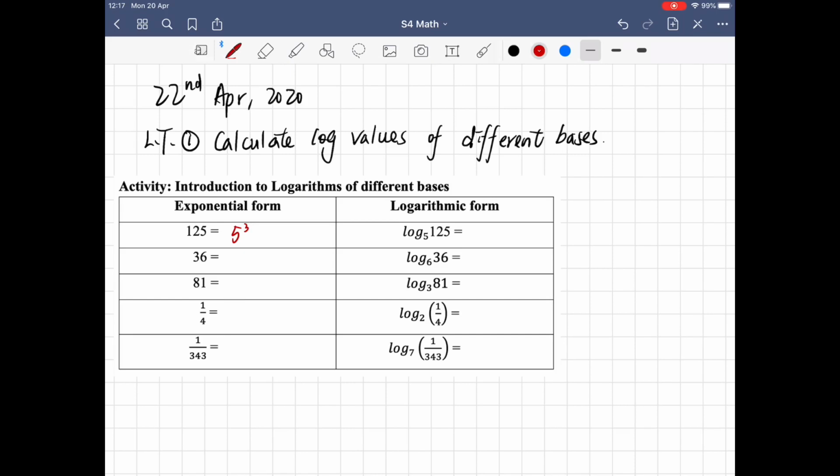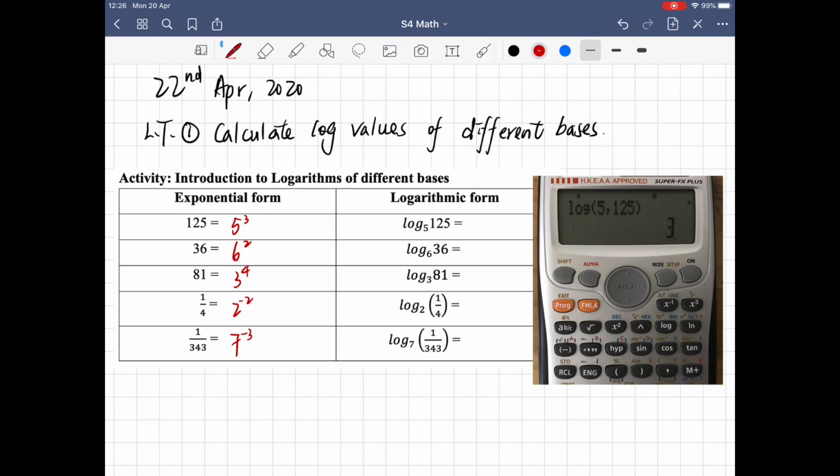Okay, so now please help me to pause the video and then finish the remaining. And I will check the answer with you later. Okay, so let's check the answers together. For 36, we can convert it into 6 to the power 2. And for 81, we can change it into 3 to the power 4. And then 1 over 4, it is 2 to the power negative 2. And finally, for 1 over 343, it is 7 to the power negative 3.